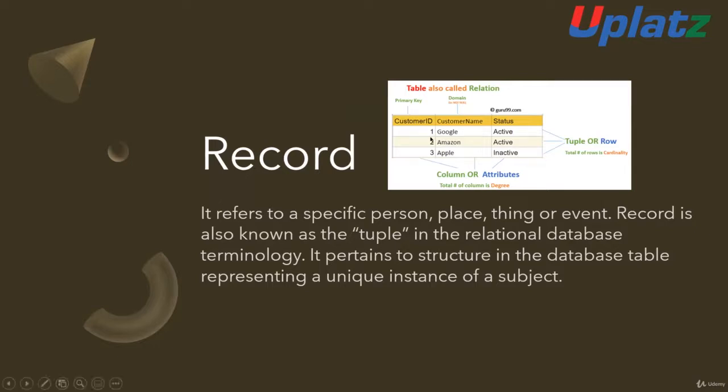Now this is particularly referring to a company, one single company. And there is some status here, which we are not sure about. It is probably showing whether this company is currently active with us or not. So a record pertains to a structure in the database table, representing a unique instance of a subject.